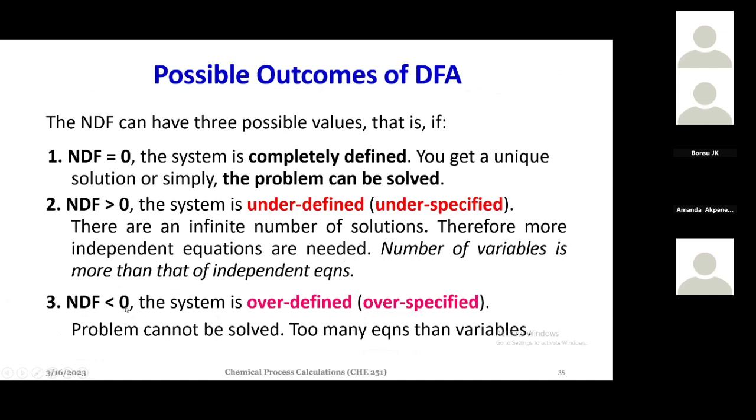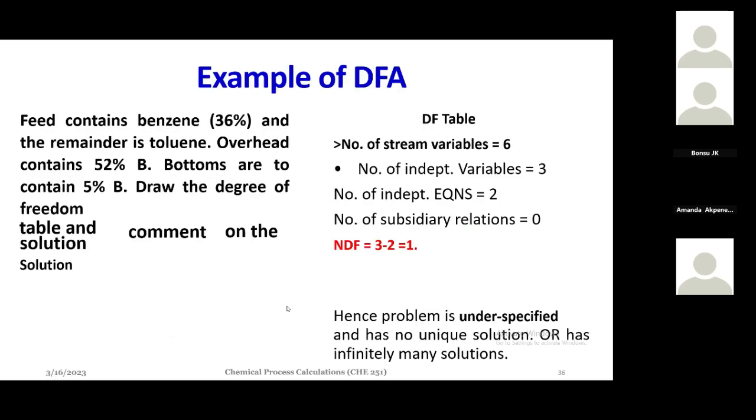When your degree of freedom is less than zero, that means when it is negative, your system is overspecified or overdefined. You will get more equations than variables, and then you wouldn't be able to solve, because based on the equation that you select to solve, you get different answers for each of them. Now let's look at this question.